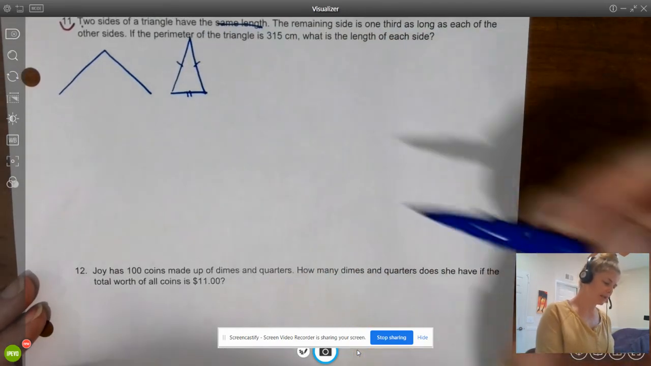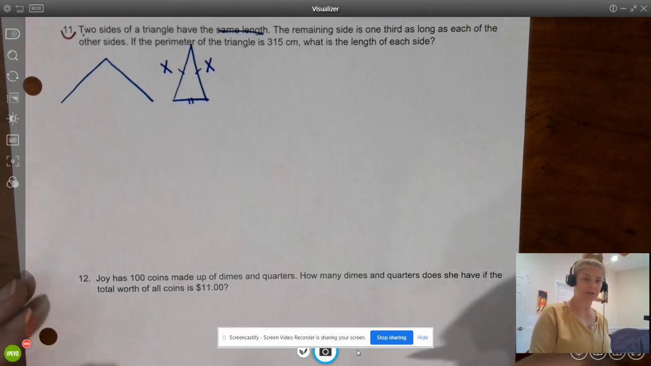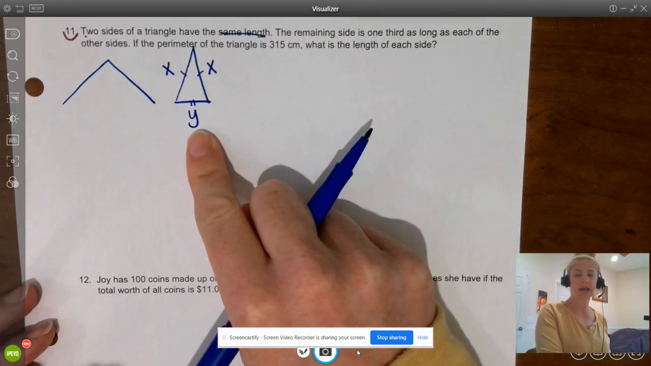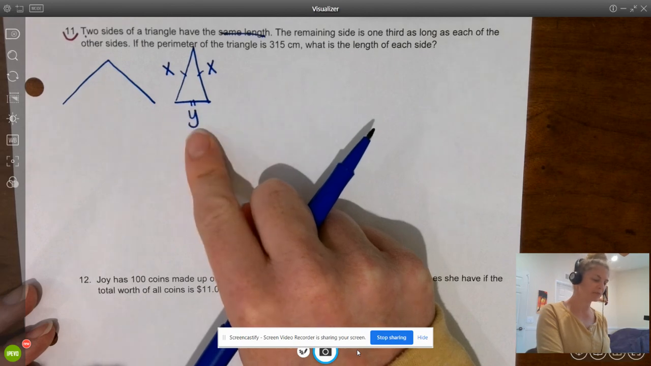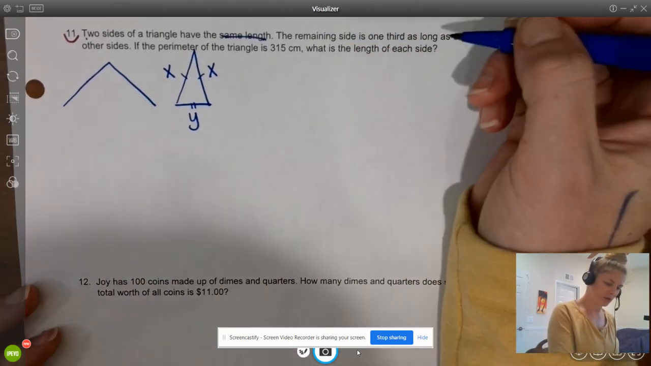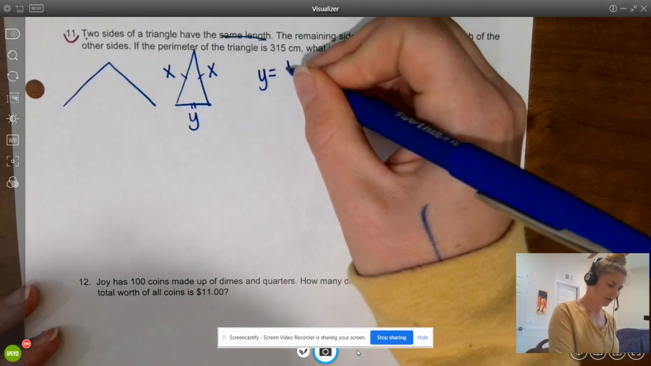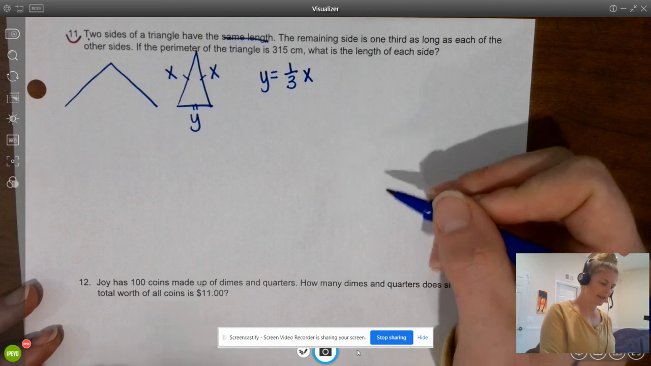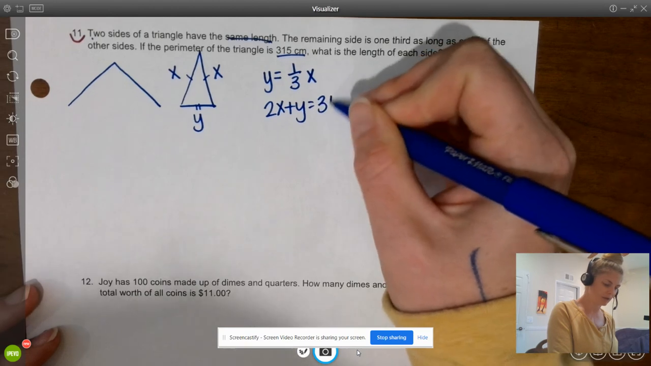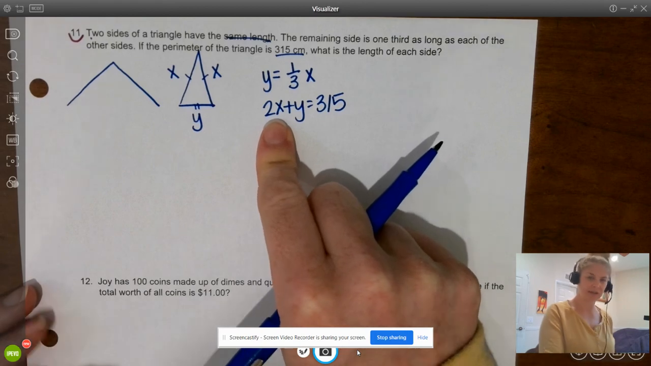Okay, so from here, since these are the same, I'm going to call them x and x. And we do need two variables because we're going to have two equations, so this must be y. If you were thinking this is 1/3 x, you're not going to have enough information to solve. So from here, the remaining side is 1/3 as long. So we have an equation that y, our third side, is 1/3 of x. And the perimeter is 315. So we can say 2x plus y is equal to 315. And this is great. You could have said x plus x, but this is fine too.